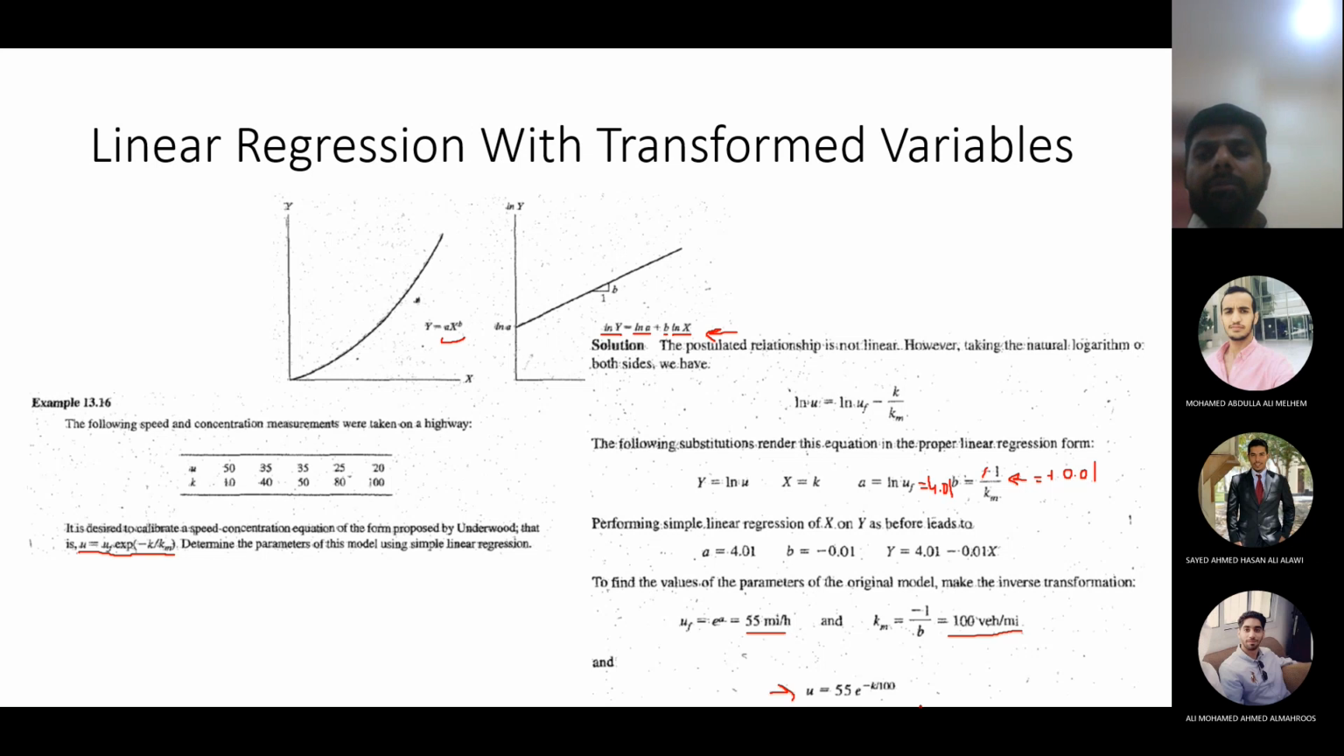This is our aim. Transform the equation in such a manner that you have one term on the left hand side and two terms on the right hand side. Then for the two terms on the right hand side, you will find out the coefficients. That's it.